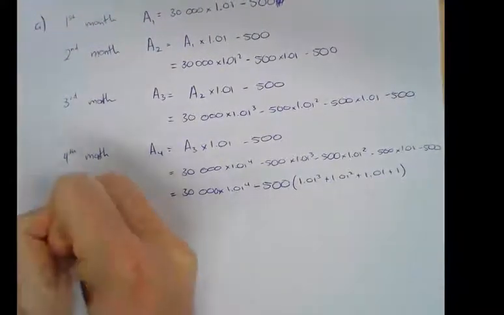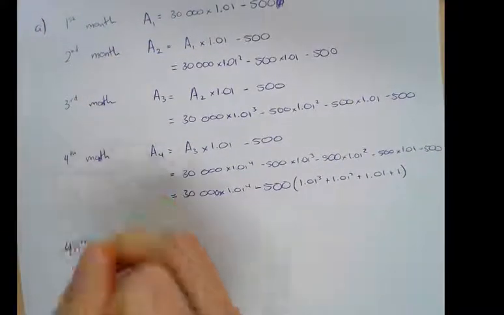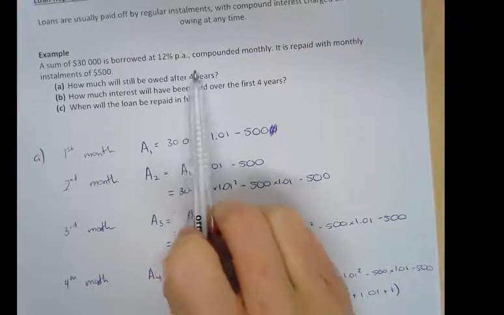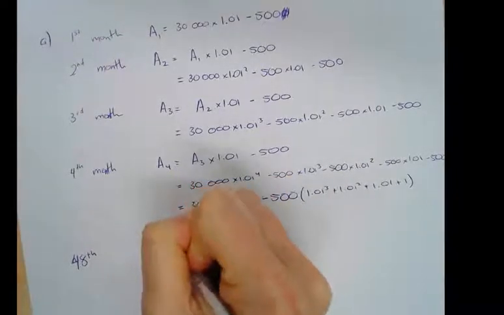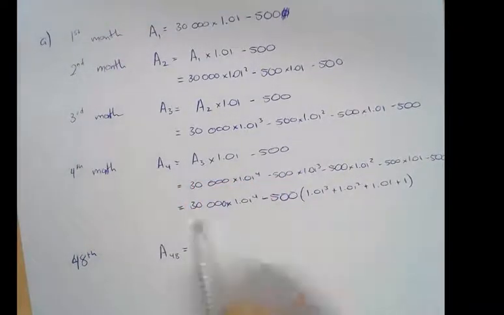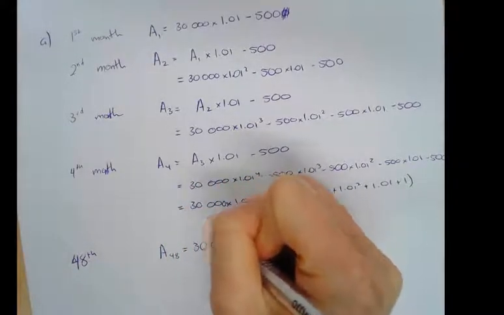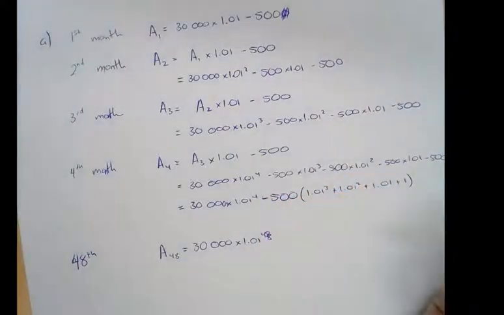Now, if we wanted the 48th month. The reason we want the 48th month is because our question asks how much will still be owed after 4 years, and 4 years is 48 months. So the 48th month is going to be A48. We'll hold to this pattern. So our fourth month, we had 30,000 times 1.01 to the power of 4. So in ours, we're going to have 30,000 times 1.01 to the power of 48.